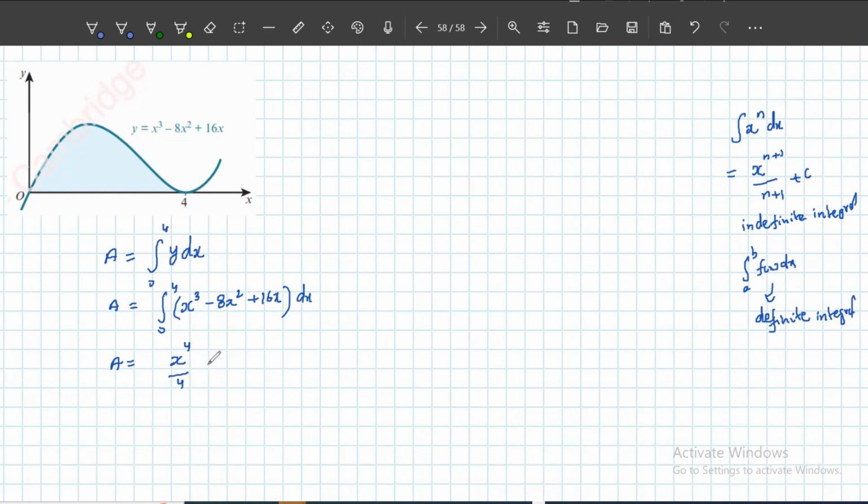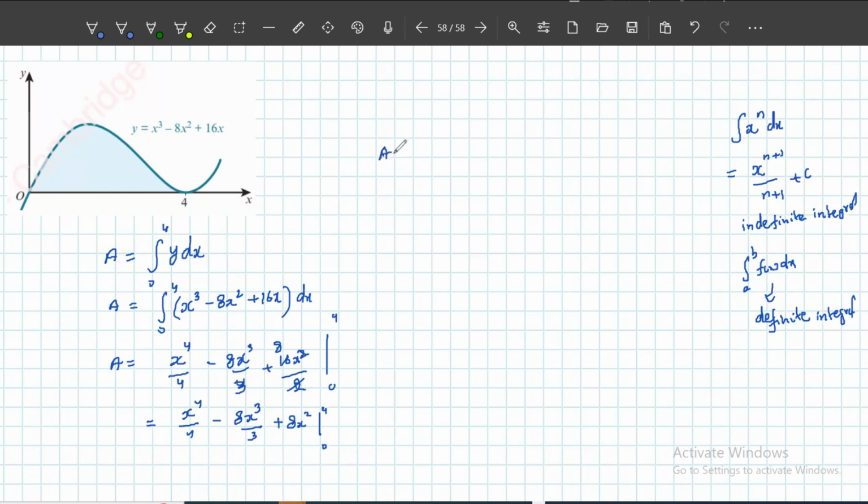Here, x power 4 over 4 minus 8x cube over 3 plus 16x square over 2, with lower limit 0 and upper limit 4. We can simplify further: x power 4 over 4 minus 8x cube over 3, and here we can cancel, so plus 8x square, with lower limit 0 and upper limit 4. Now we will apply upper minus lower.